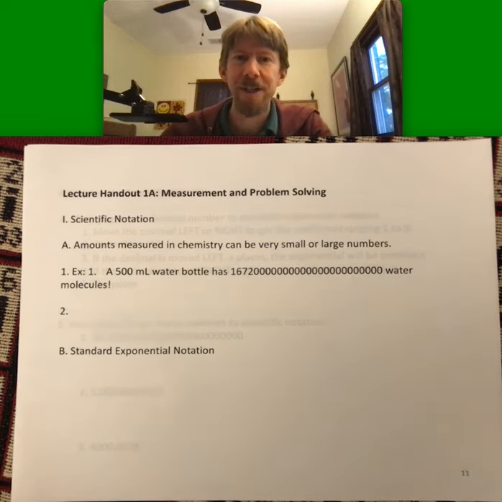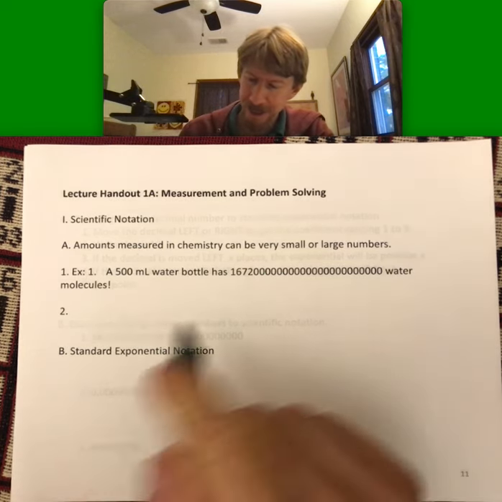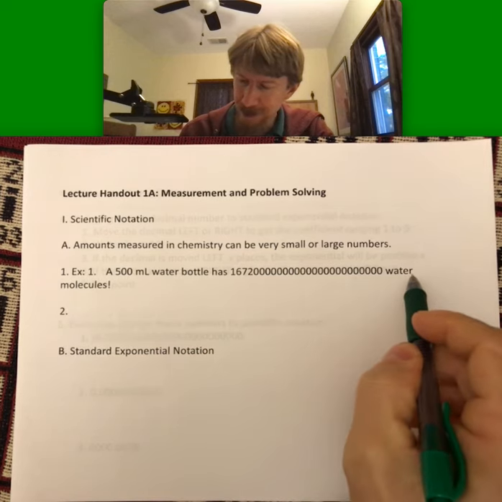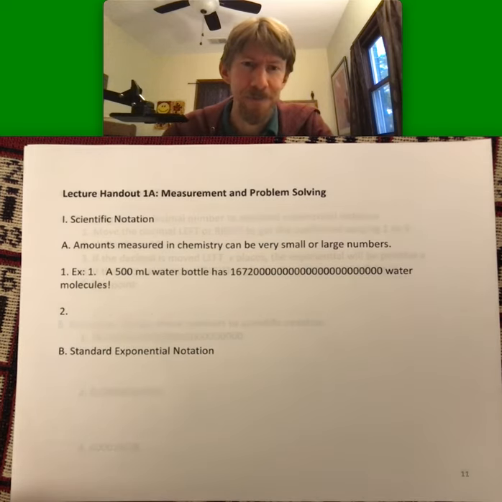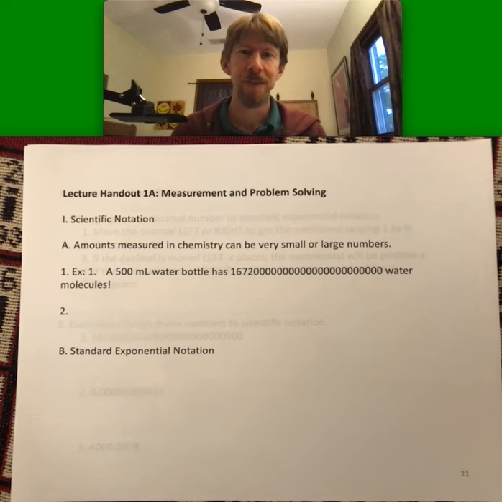And the example I have here on this page is that in a 500 milliliter water bottle, there are approximately 1.672 with all these zeros water molecules. And we're going to talk about the difference between scientific notation and decimal notation, which is just normal numbers.